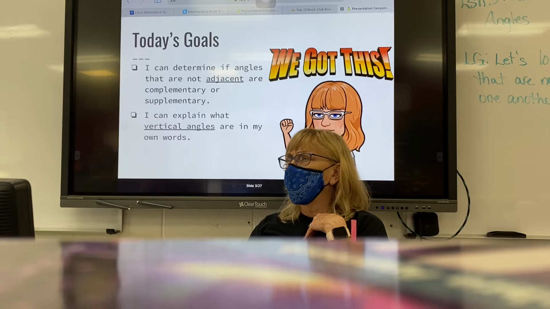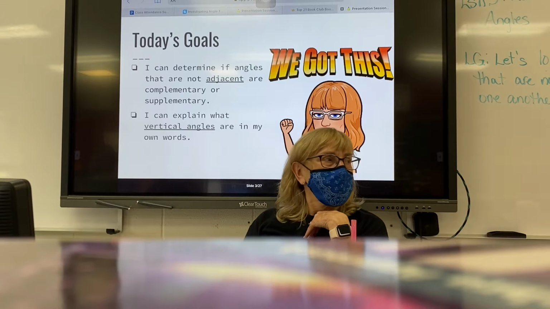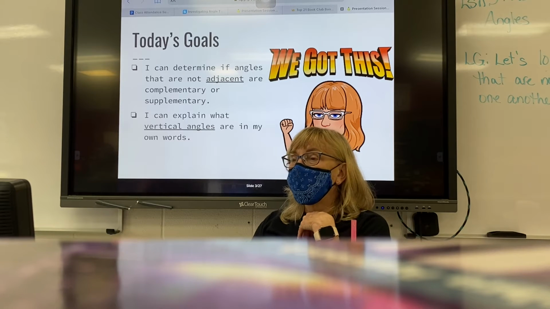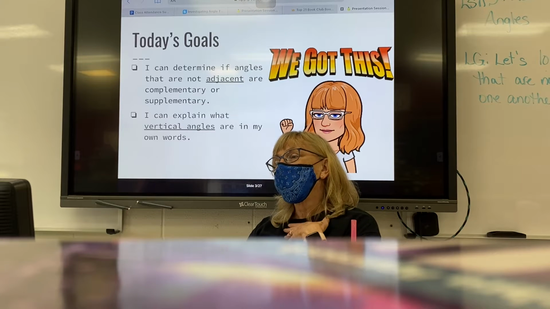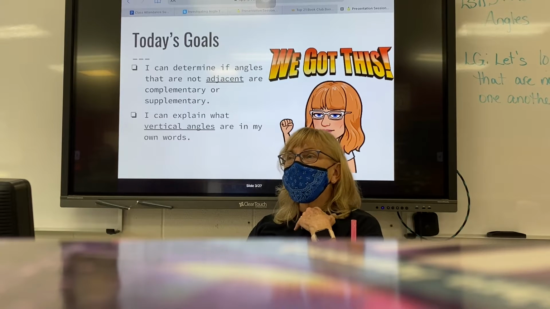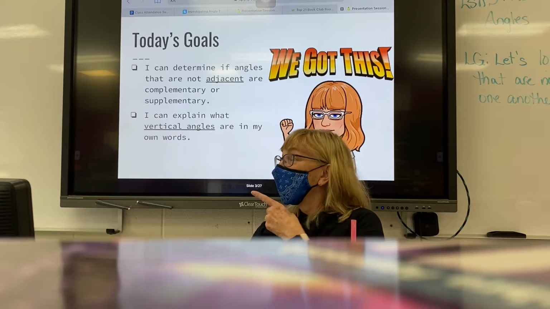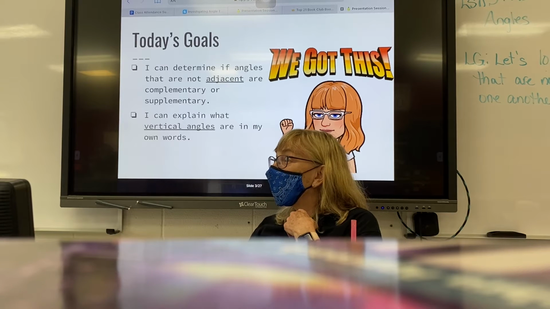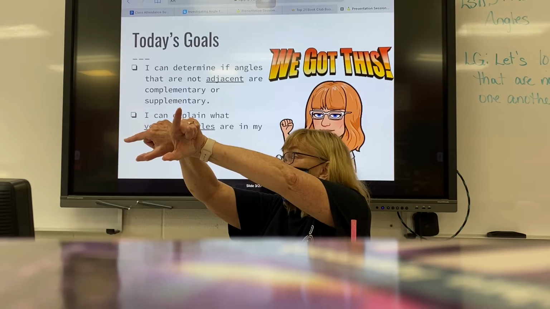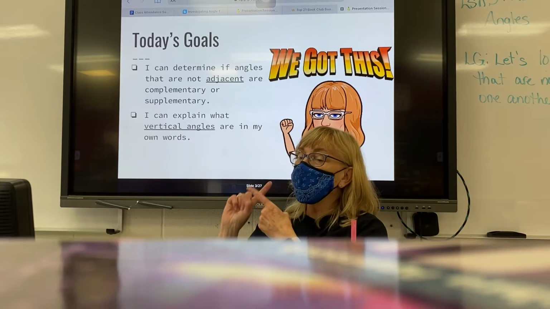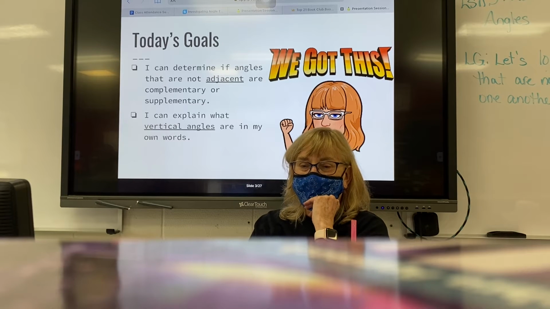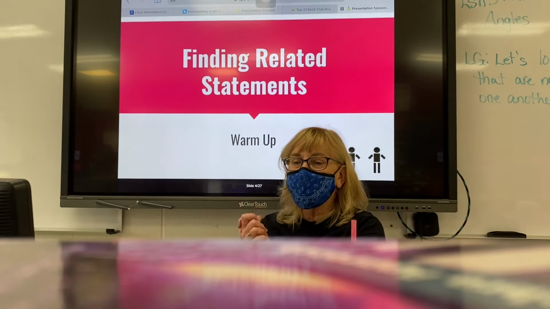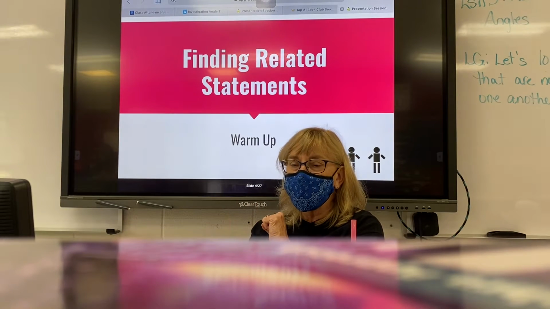Anybody got a clue? That's what we're gonna learn today. I remember yesterday, I think we did say what they were, didn't we? You remember the word, but you don't remember what they are. Vertical angles are like V-shaped. They're across from each other. They're across from each other when two lines intersect. Good job.